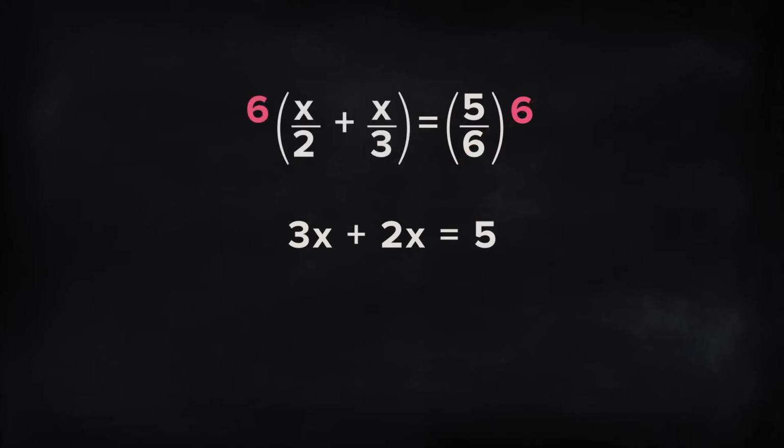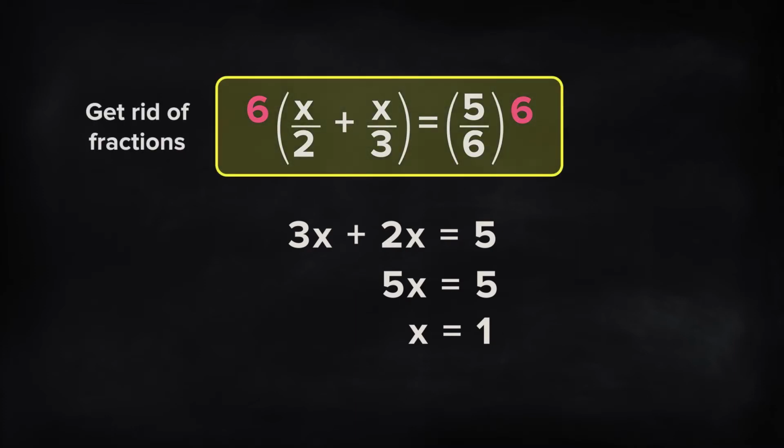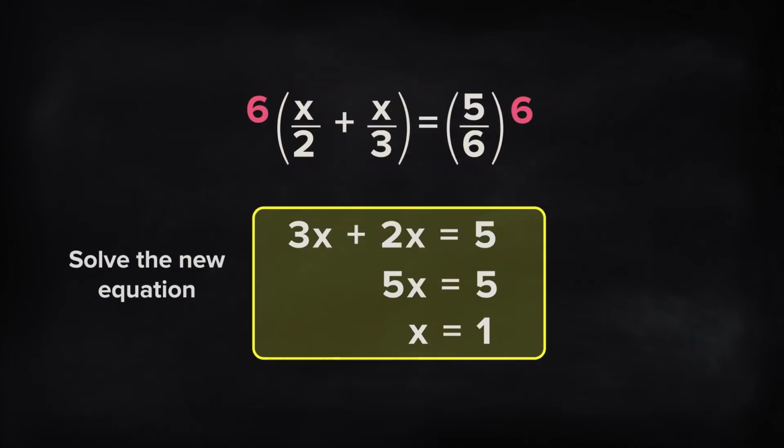Now we have an equation we can solve. 3x plus 2x equals 5. 5x equals 5. x equals 1. 1 is the solution to this equation. To solve the equation, we rewrote it to get rid of fractions. Then, we solved the new equation.